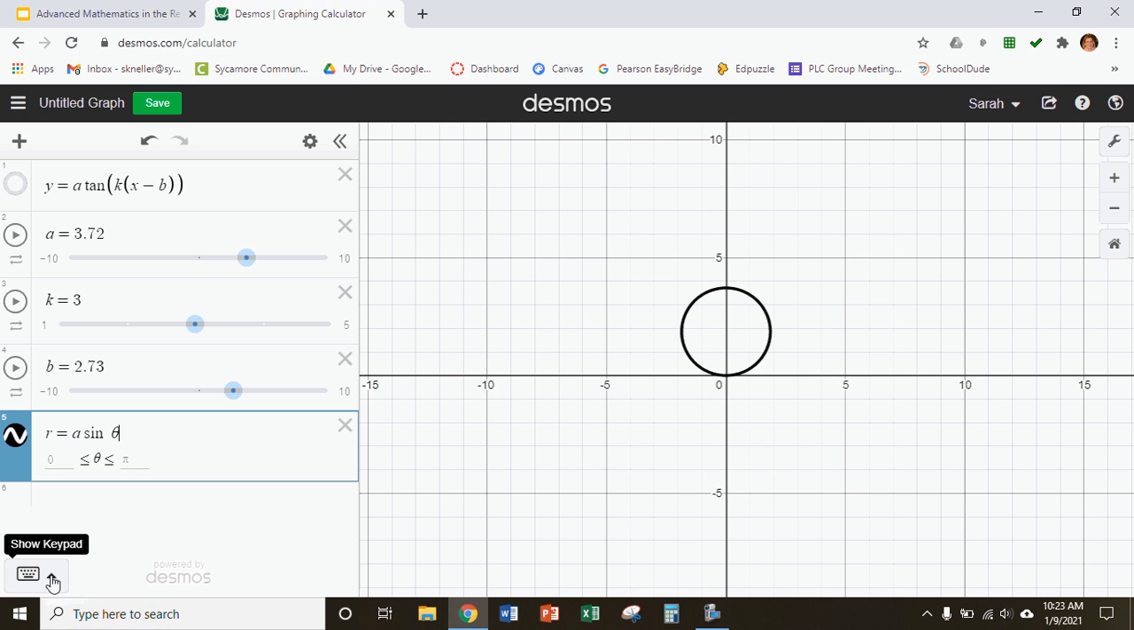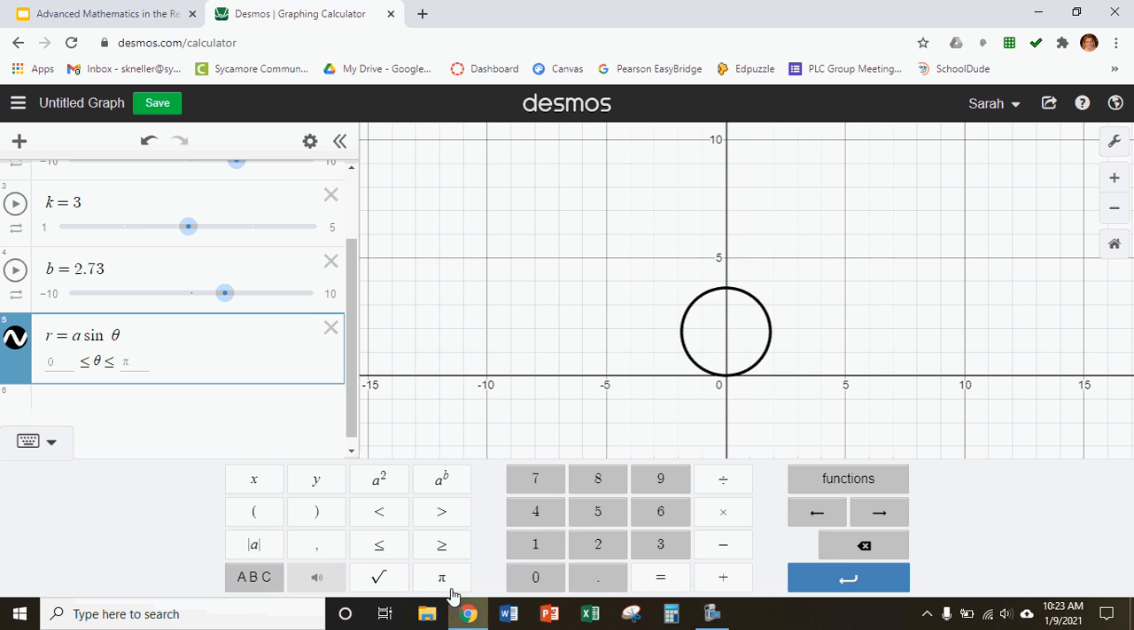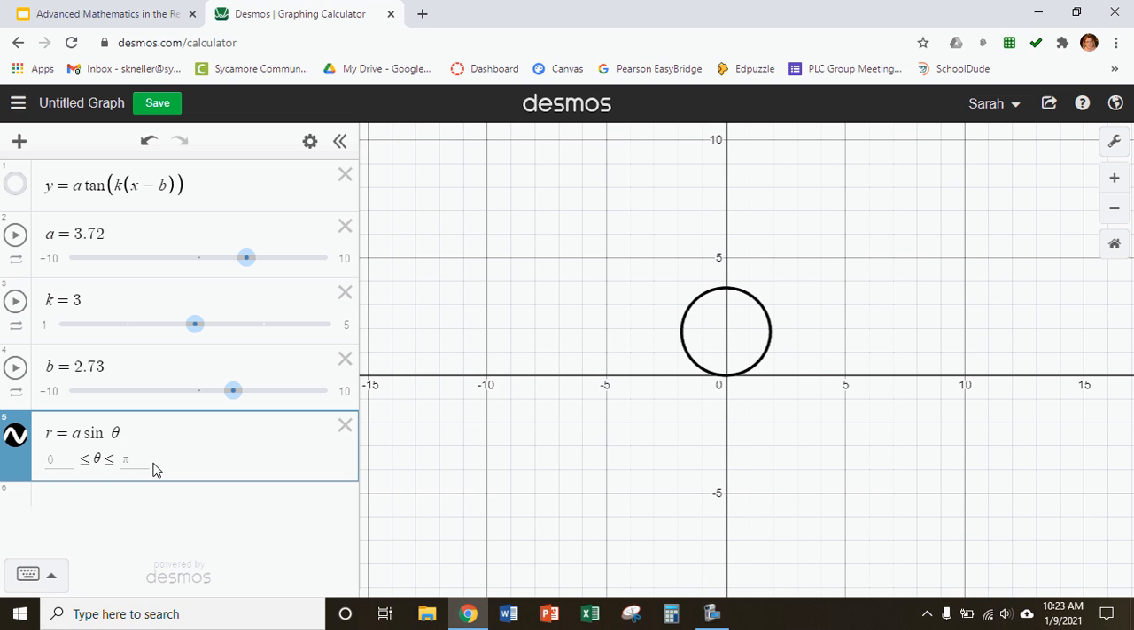It's also in this little keyboard. So you can see down in the lower left corner, there's a little keyboard. So if you click the arrow, you can get pi. Pi is down here as well. And if you go to functions, there's lots of stuff in there that you can use to type as well. But I think the fastest way is just to type the word theta.